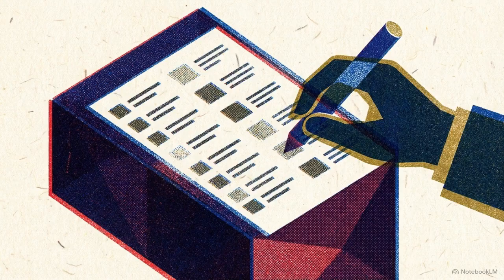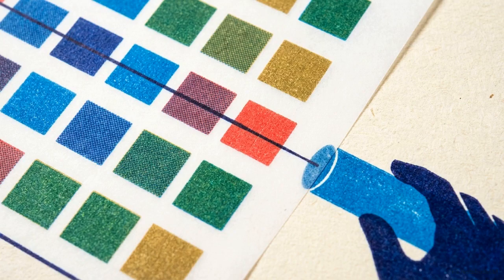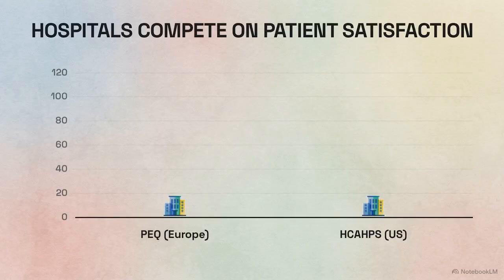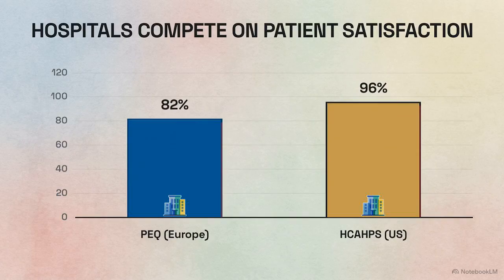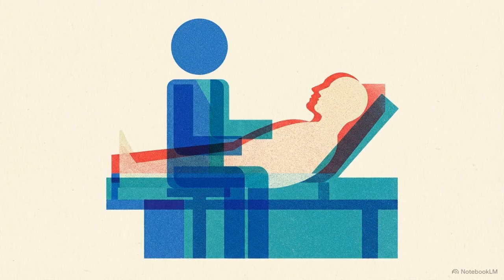Because these structural models operate so differently, they rely on standardized patient experience surveys to measure their own operational quality. In Europe, they use the PEQ. In America, it is the HCAHPS. The PEQ is the Patient Experience Questionnaire, and the HCAHPS is the Hospital Consumer Assessment of Healthcare Providers and Systems. Both are rigorous surveys that force hospitals to compete directly on quantifiable patient satisfaction metrics. Globally, this standardized competition works as intended. It universally incentivizes better doctor-patient communication and a stronger bedside manner.